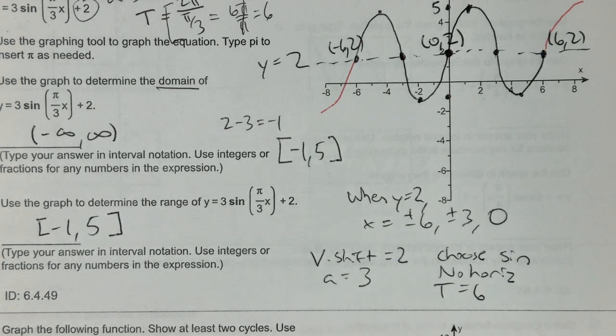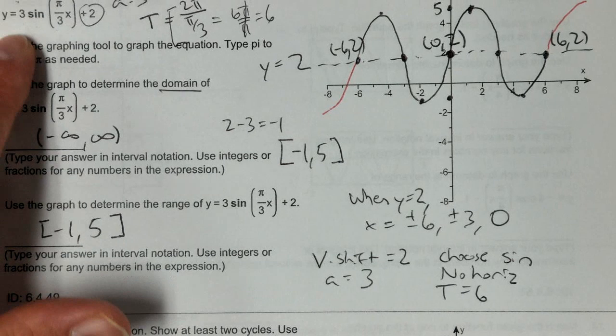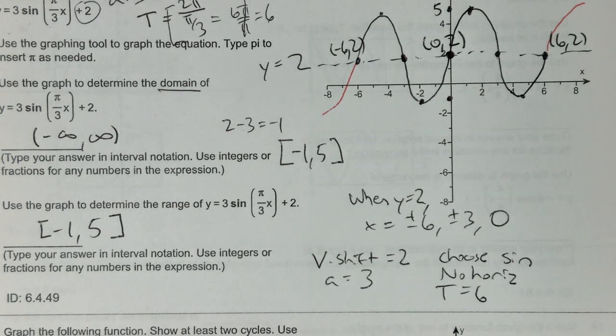Can we grab these in our calculator or no? Yeah, you can do that also. Yeah. Like, will the points be in decimal though, probably? Well, you'd know -6, 2, 0, 2, and 6, 2 would work.